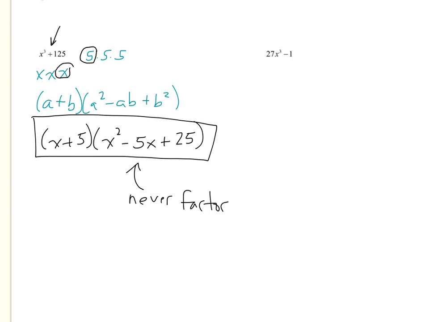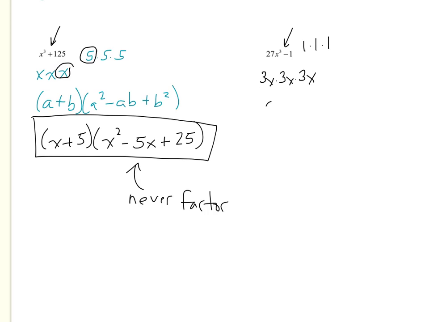So this one is a difference of cubes, namely because it has the difference sign. So it'll work very similar. 27x cubed is a perfect cube because it is 3x, 3x, 3x. And you won't see in this course very many outrageous cubes, so pretty basic ones. And then 1 is, of course, a perfect cube because it's 1 times 1 times 1.